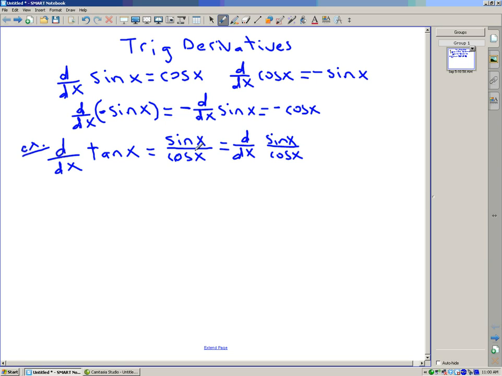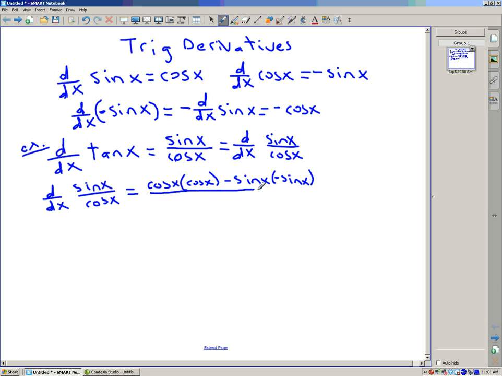And we have a quotient, so we're going to apply the quotient rule, of course, which is low d high minus high d low over low low down below. So the derivative of sine of x over cosine of x is equal to the bottom times the derivative of the top. So I'm going to have cosine of x, which is the bottom, times the derivative of sine, which is cosine, and then minus the top times the derivative of the bottom. And of course, the derivative of cosine of x is negative sine. And this is all over the bottom squared, which is cosine squared.